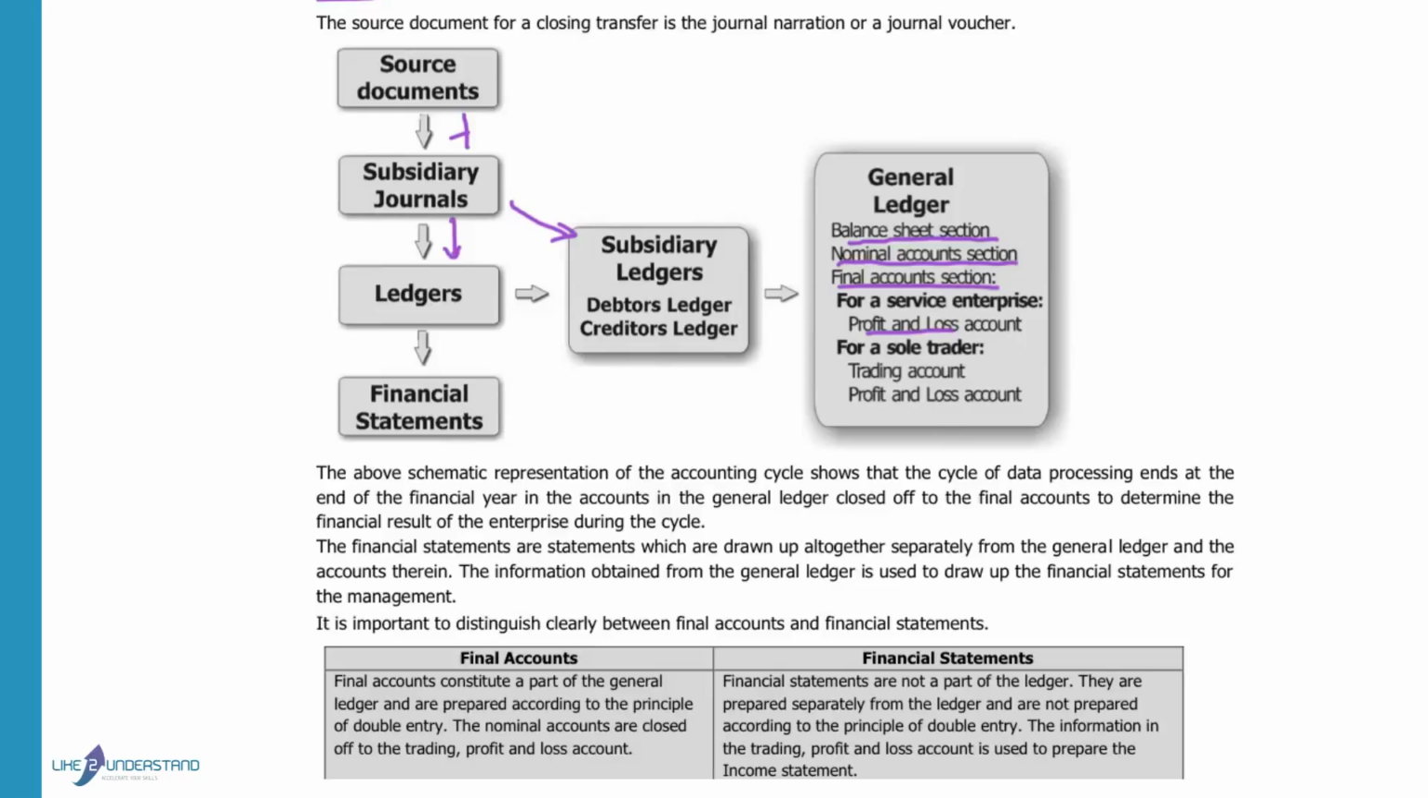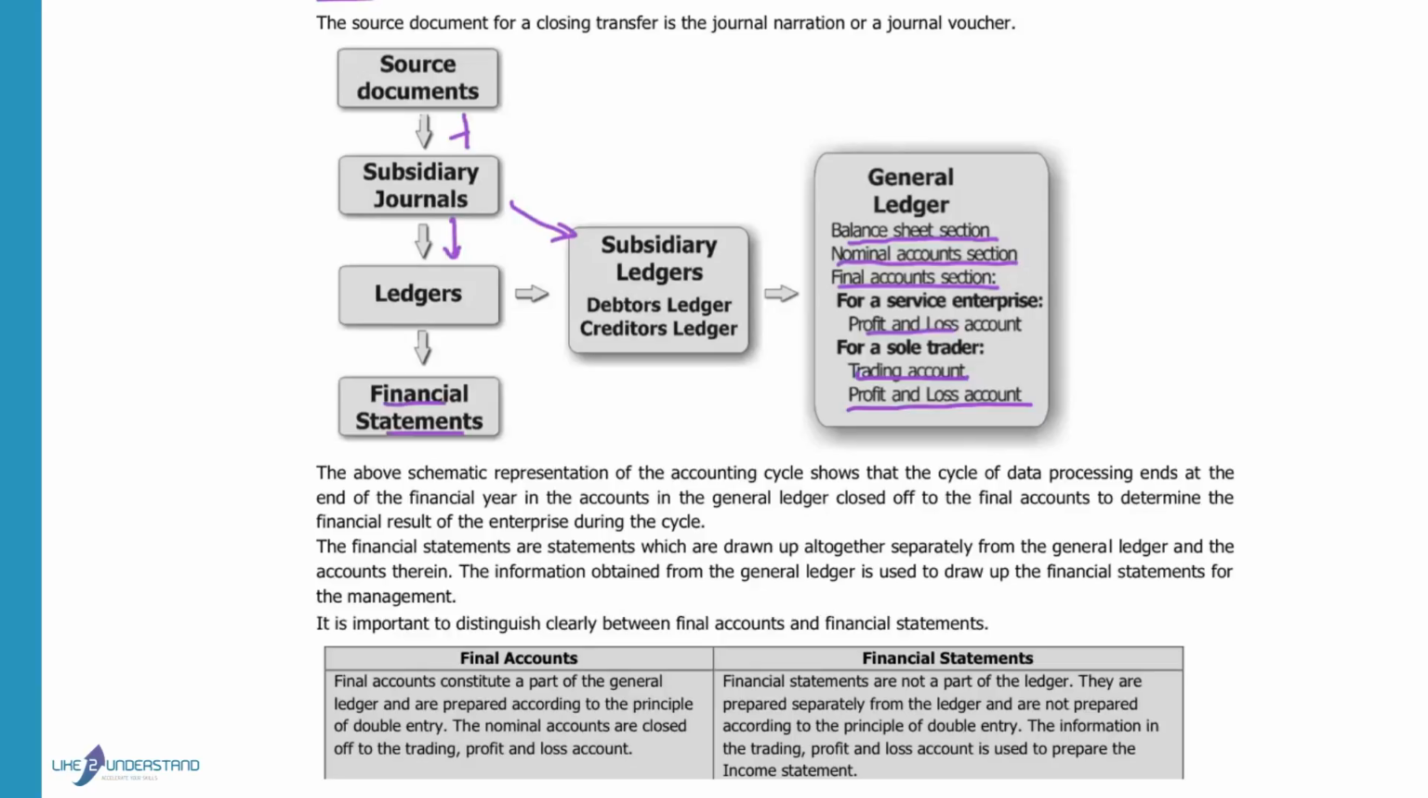In the trading account, we work out what is the difference between the sales and the cost of sales to determine the gross profit. In the profit and loss account, we will add all the income to the gross profit and deduct all the other expenses to determine the net profit. The information that's recorded in these final accounts, that is your trading profit and loss account, will be used to prepare the financial statements at the end of the year.